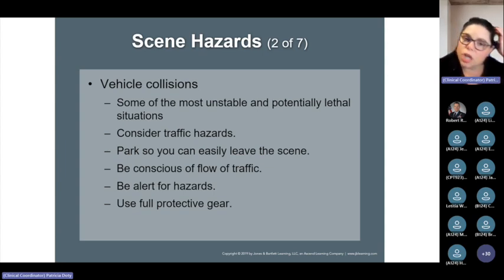Be conscious of the flow of traffic. Is it going really fast? Is it two ways? What's going on? Be alert for any other hazards, because if you're on an interstate and people are still going interstate speeds, then the debris that is on the road can be blown back onto you or onto your patient. And neither one of those are good situations. And make sure you use full protective gear.